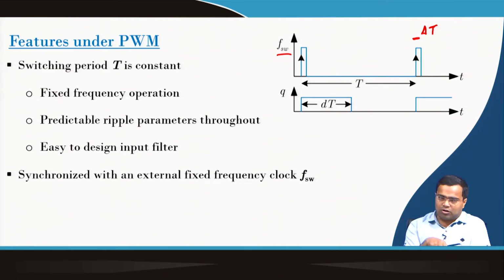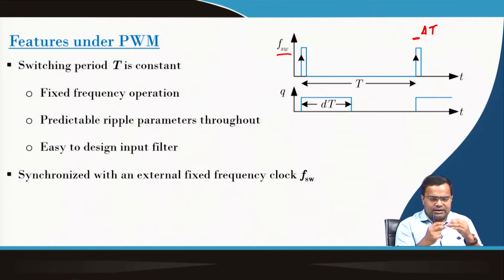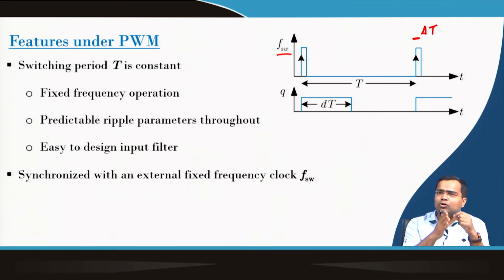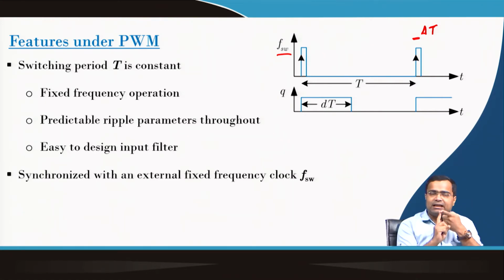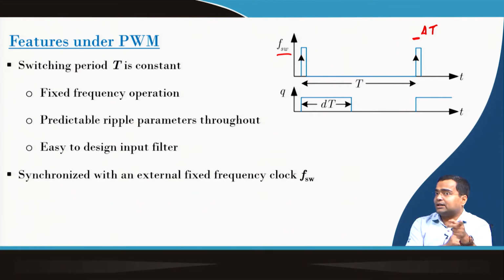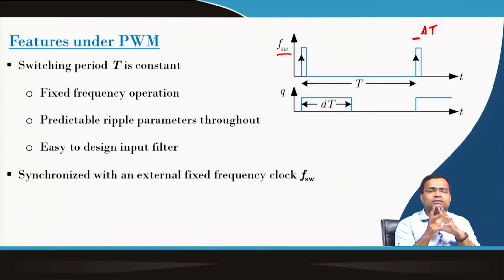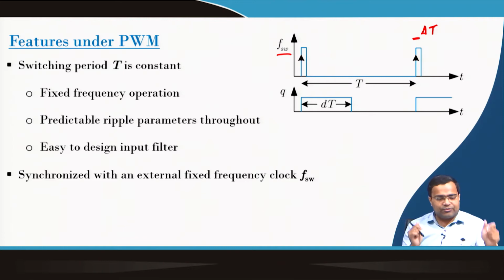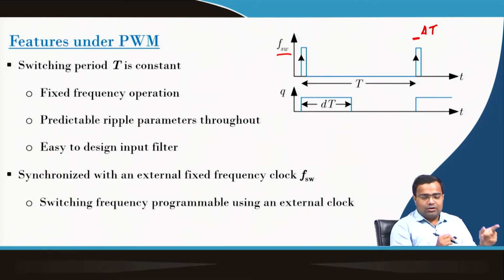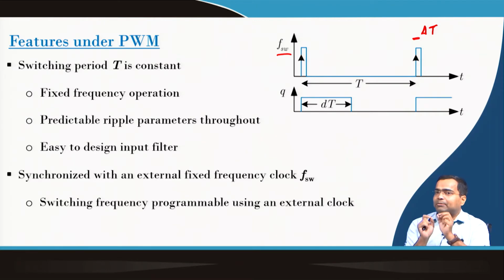Then, as I said, the FSW can be taken directly from an external clock. Let us say if we talk about DC microgrid applications where multiple converters are connected, in some cases we can synchronize them using an external clock. We can use a common clock to synchronize many converters. In such cases, the switching frequency can be directly the external synchronization clock, or it can be derived from the external clock, because we want some kind of synchronism between multiple converters. Also, the switching frequency is programmable.